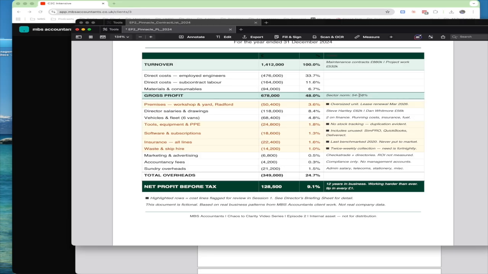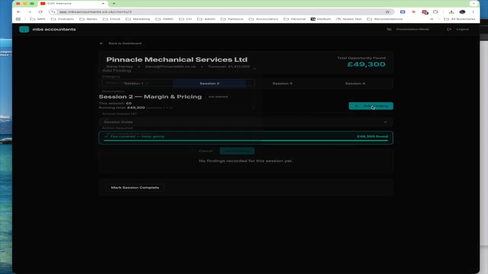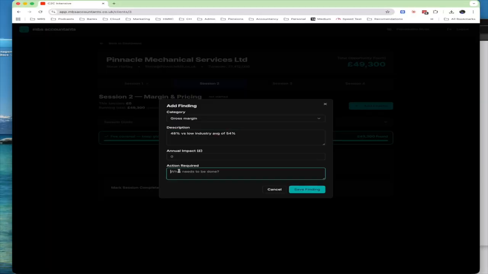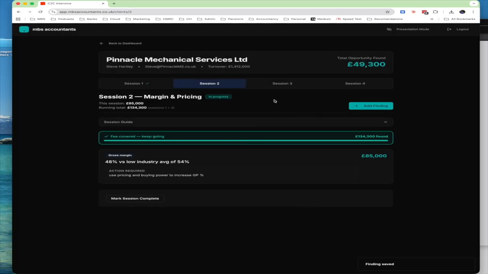Now that might need to be done through some price tweaking and so on, but if we can really ramp that gross profit up, then we've got some big potential within there, and realistically that needs to be logged. It's one of the potential options that we've got: the gross margin. They are doing 48% versus a low industry average of 54%. So if they can get themselves up to that level, use pricing and buying power to increase GP percent, well, it was actually 84,750, but let's just call it £85,000 for ease there. So that's another £85,000 that we found potential within there.